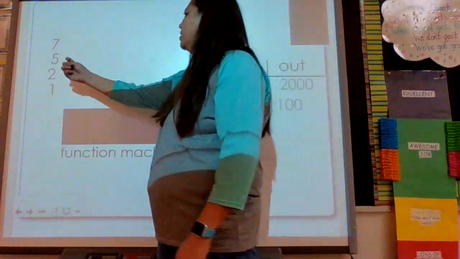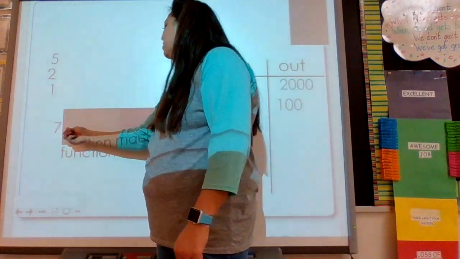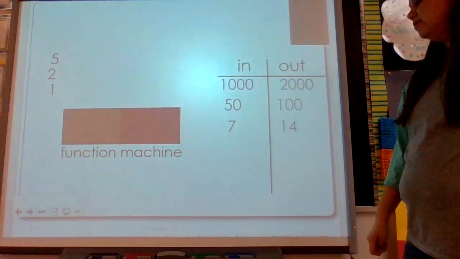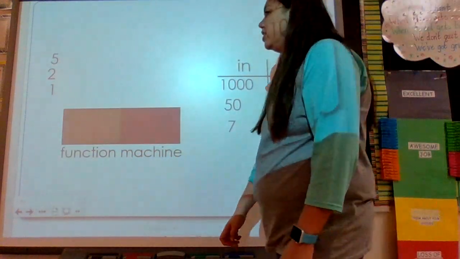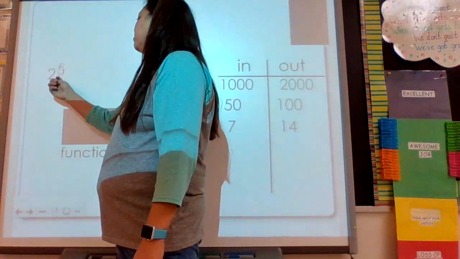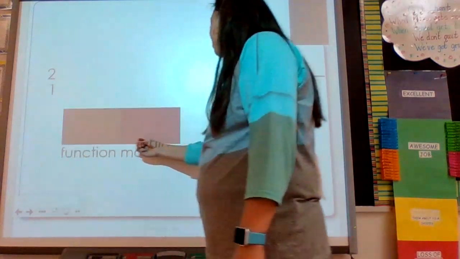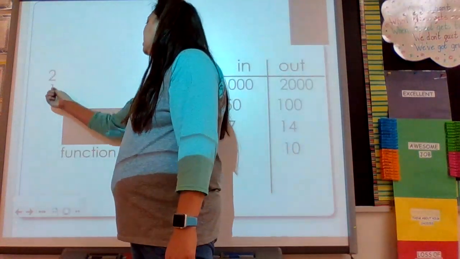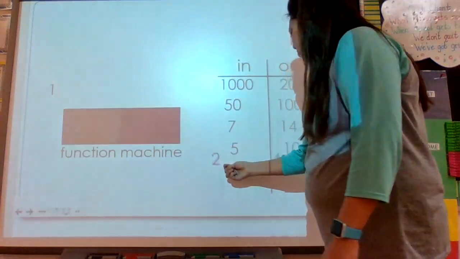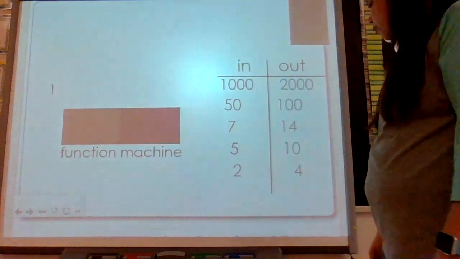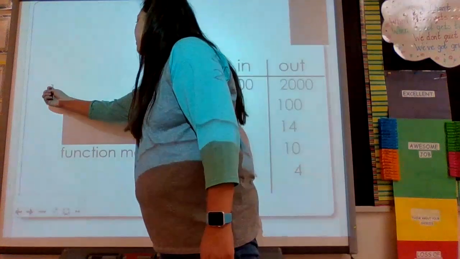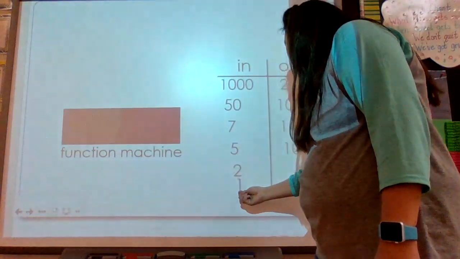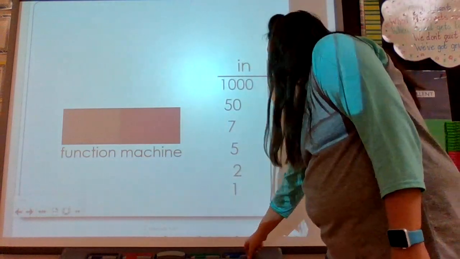What's happening? 7 goes in. Do you know what's going to come out? Oh. Now we're getting into smaller numbers. Those smaller numbers may help us. 5 goes in. 10 comes out. If 2 goes in, wait, how cool is that? 4 is coming out. If 1 goes in this machine, oh, 2 comes out.